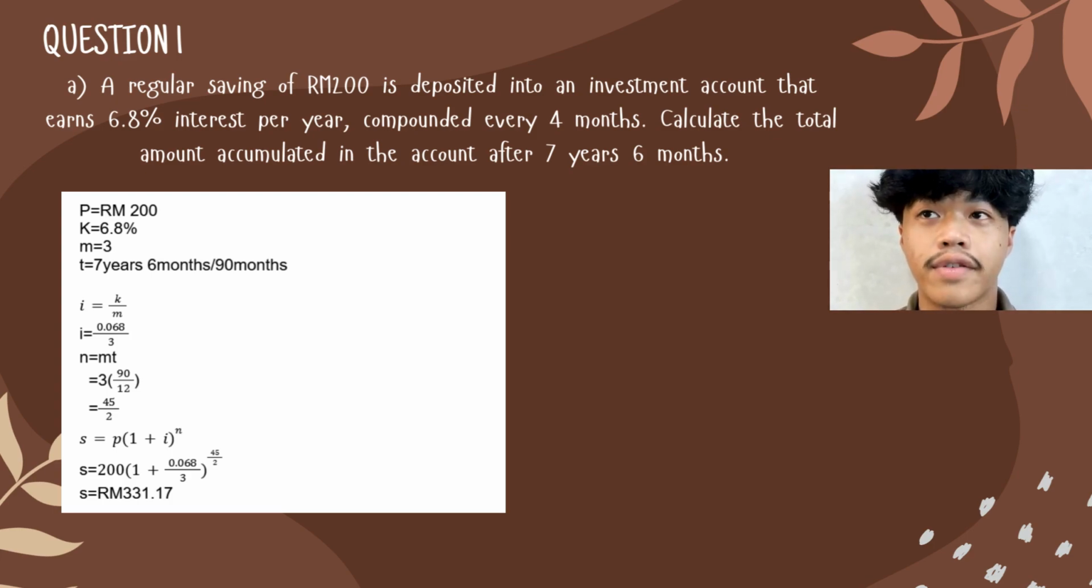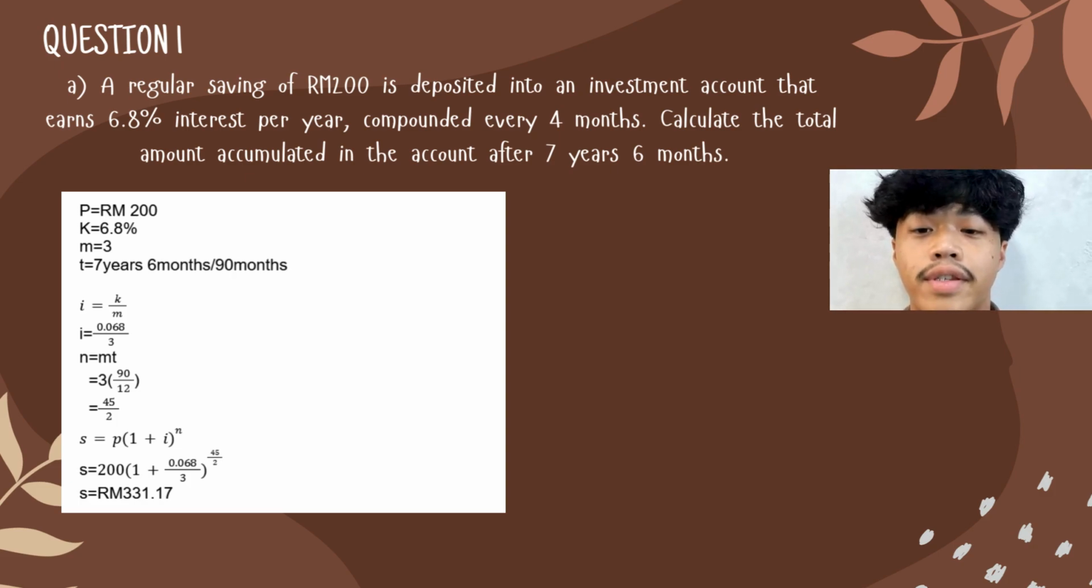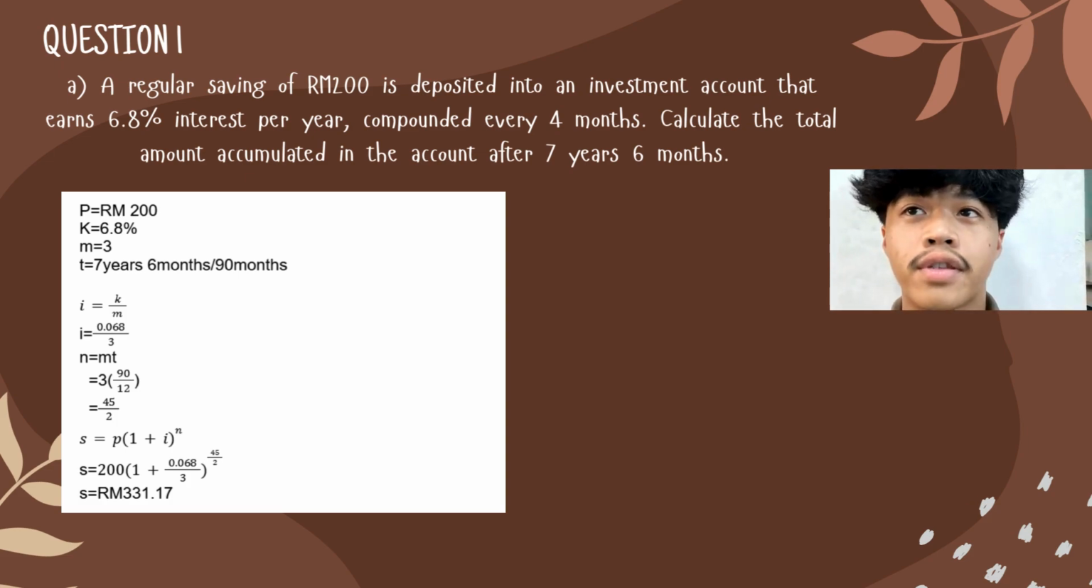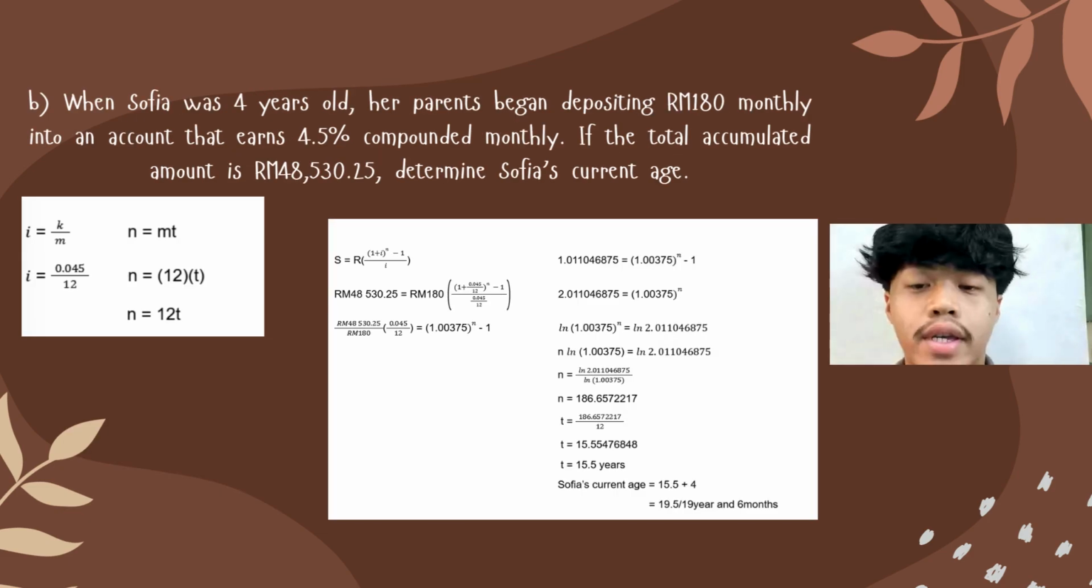The question needs us to find the compound interest amount, so we use S equal to P bracket 1 plus I power of N. Just insert the amount given: S equal to 200 bracket 1 plus 0.068 per 3 bracket power of 45 per 2, and the answer is RM331.17.